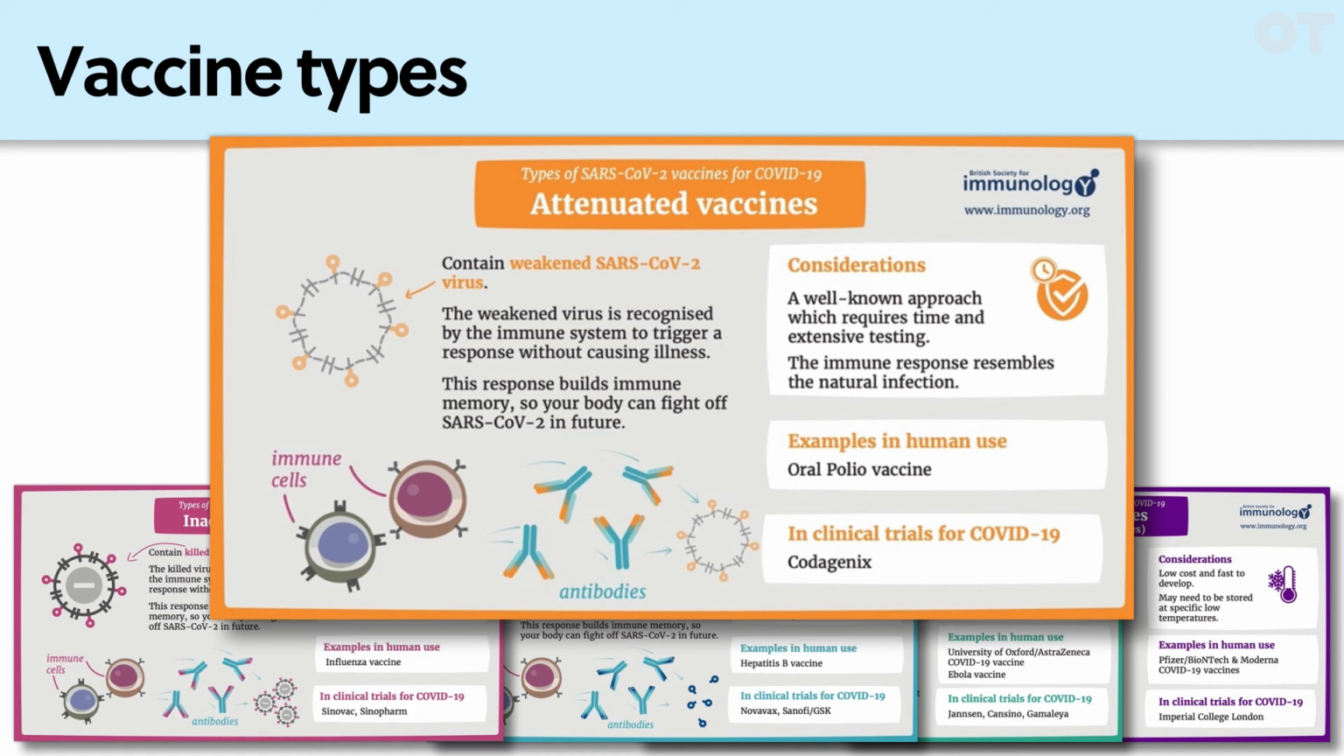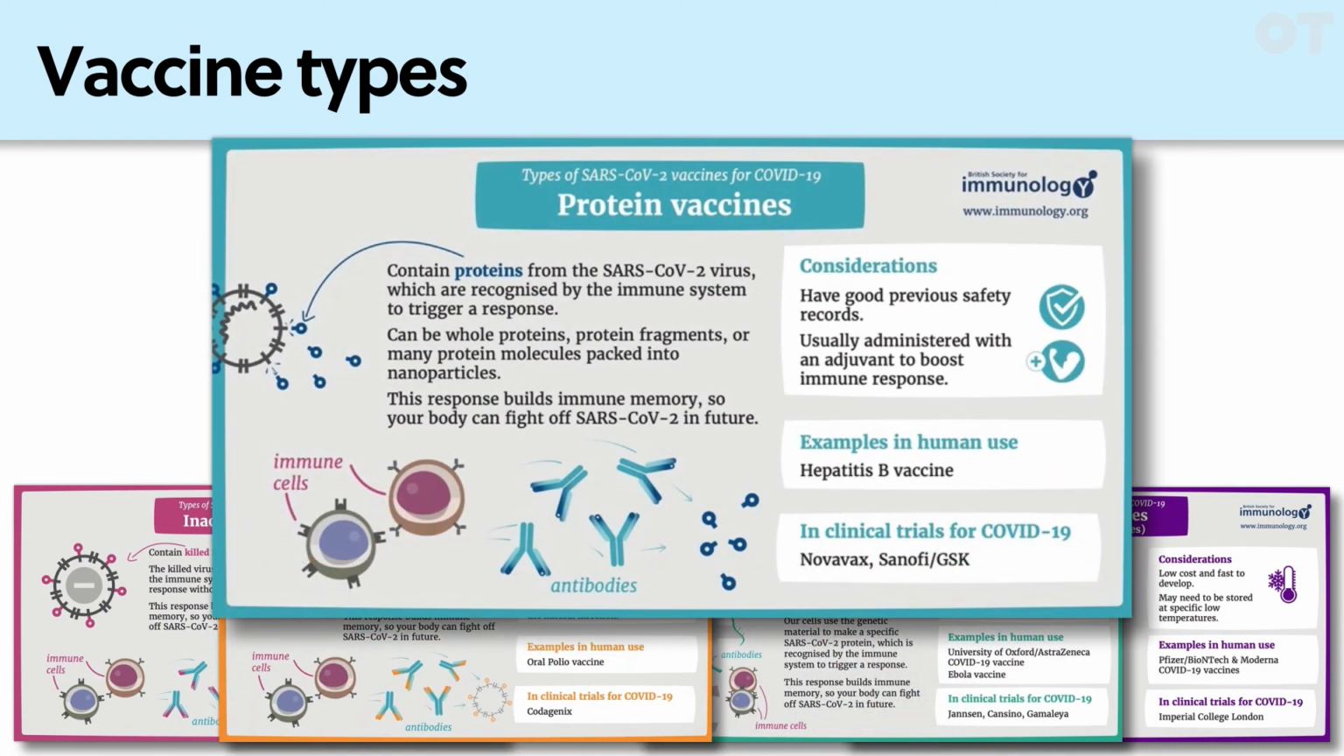And then again, if we are infected with the actual virus, our bodies know how to fight it off because they can already produce the antibodies so much quicker. And the polio vaccine is a good example of an attenuated virus that's used to produce a vaccine. We then have protein vaccines, and these contain the proteins from a virus. In this case, it would be SARS-CoV-2, and they're recognized by the immune system. Again, they trigger a response, and that's been used for things such as hepatitis B.